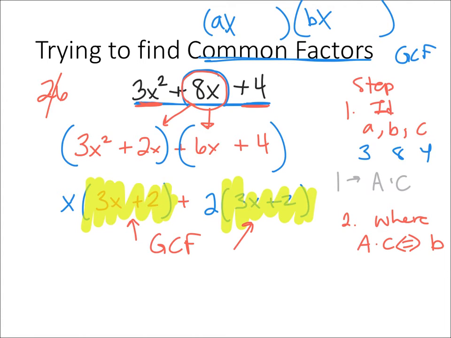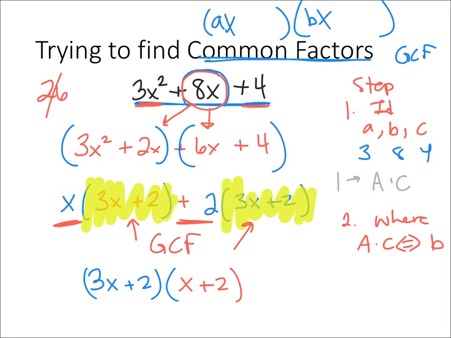So we've gone through this process a couple times, and so what I'm going to do is remove that entire greatest common factor of 3x plus 2, and then what's left over goes in parentheses. If you look at it, this and plus 2 are what's left over, so my second binomial is x plus 2.